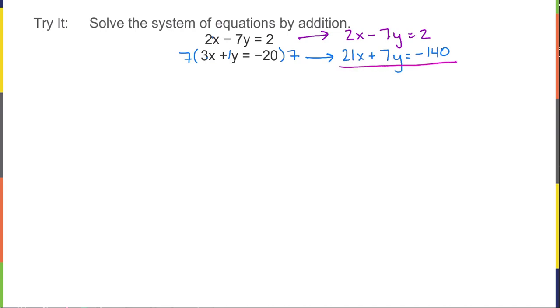Okay, so 2x plus 21x would be 23x. The 7y and negative 7y cancel, equals negative 138. If I divide both sides by 23, that leaves x equals negative 6.